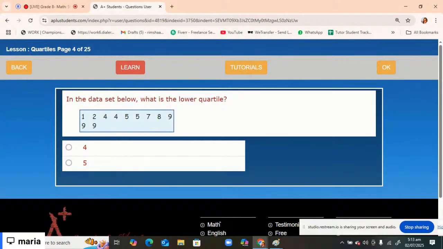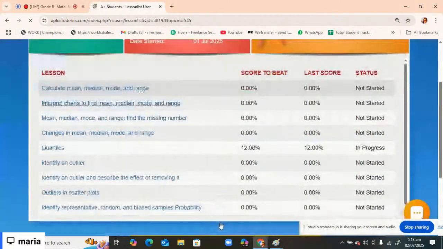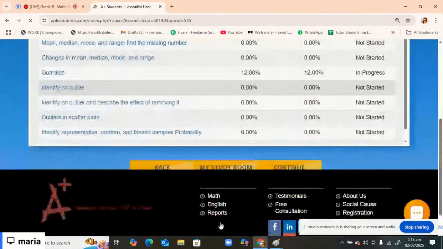Hope you guys understand this lesson. So in this lesson we are going to find the lower half first, then the upper half, and then the lower quartile and upper quartile, and also the median from that.